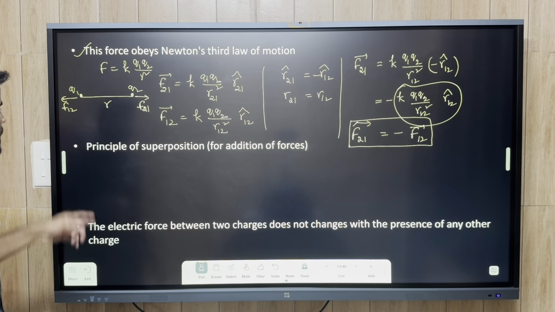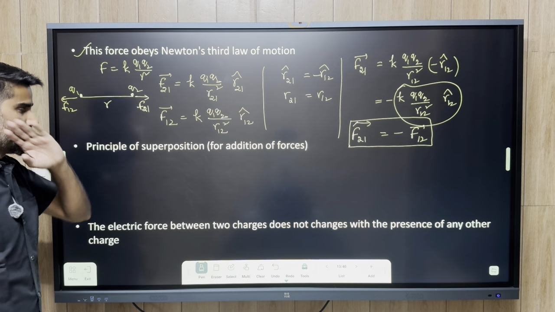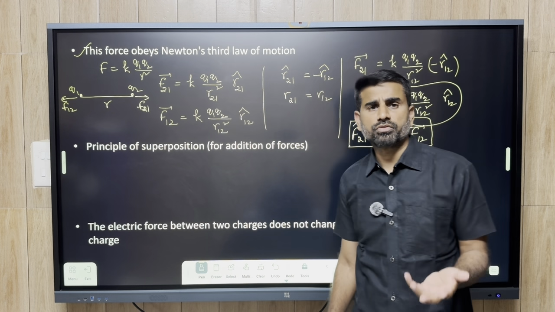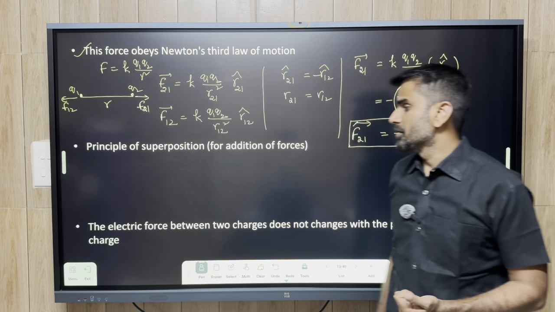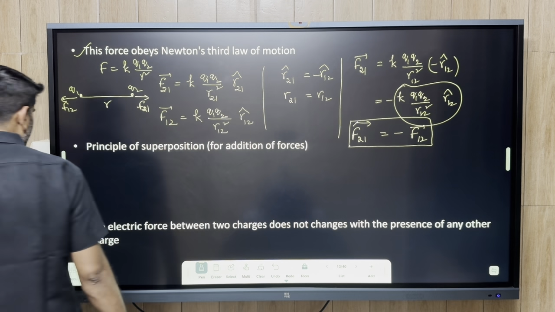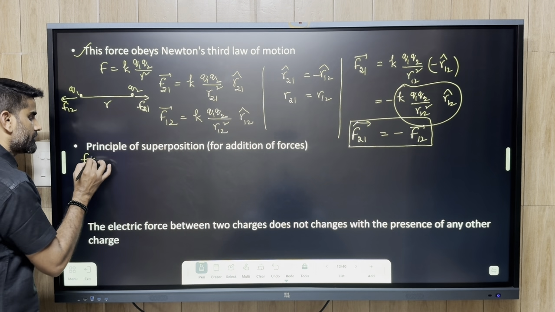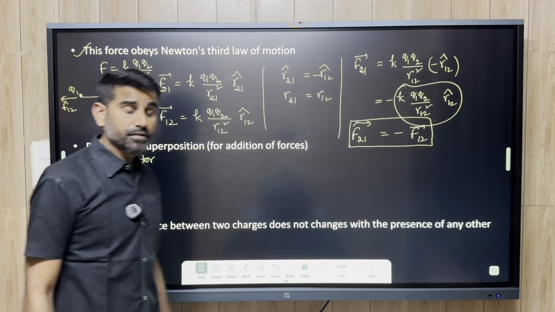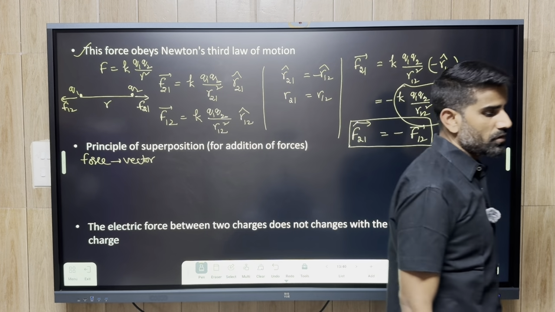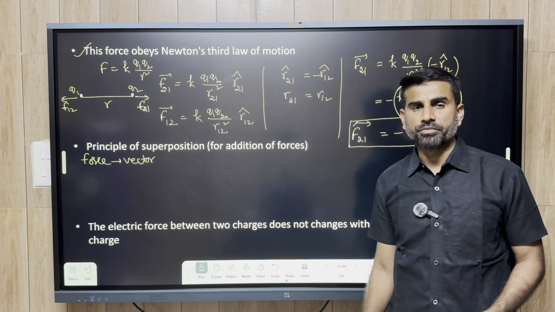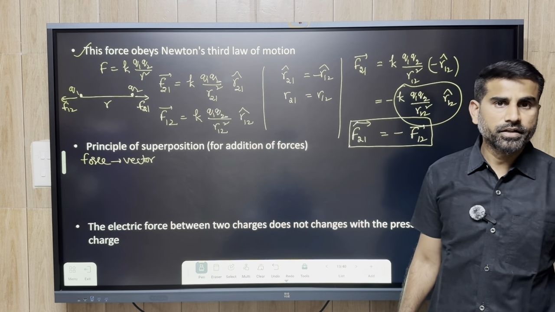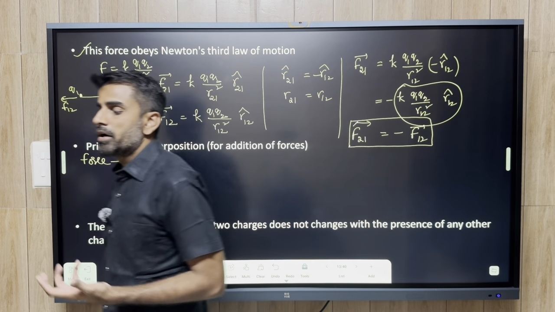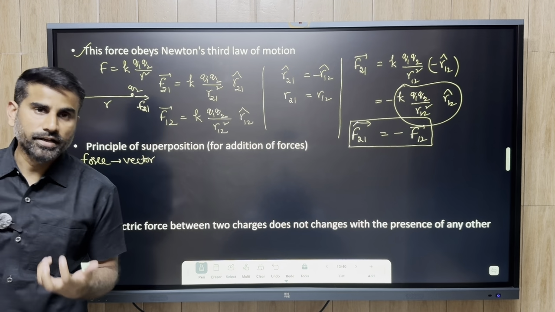Now, coming to the next one: the principle of superposition. As we all know, force is a vector quantity. Any force, even centripetal force or centrifugal force, is a vector quantity. So this electric force is also a vector quantity. We cannot add forces directly like we do for masses or for times, because those are scalar quantities and can be added directly. But a force is a vector, so we cannot add forces directly, rather we should add them vectorially.